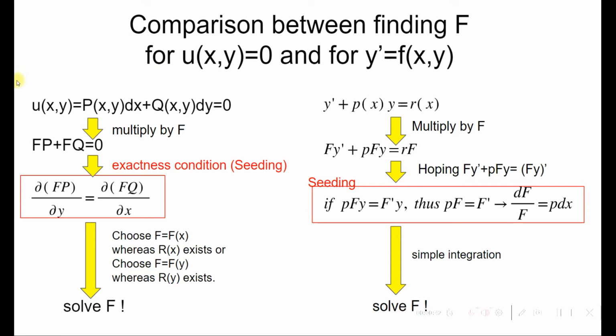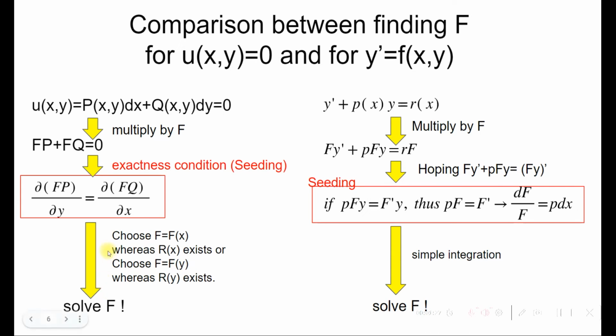Let's refresh our memory. U of x and y equals this one, and multiplied by f in order to solve the ODE by simple integration. The exactness condition has to be met, and all the subsequent calculation will be derived from this exactness condition. And once you have taken this crucial step, which is what I called the action of seeding, the subsequent calculation will develop very smoothly.